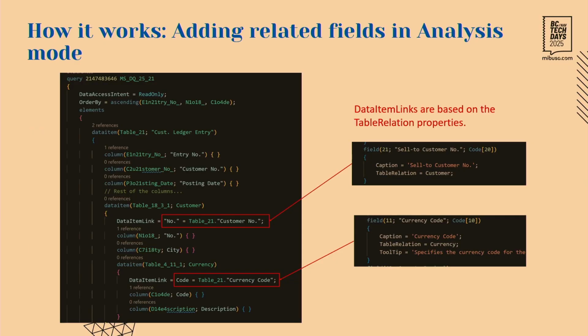And this is a bit more of how the dynamic query looks like. As you can see, there's a column for every field. There's also a data item for every table relation that you have. It's also possible to have the same table through multiple relations. And then you also see that the data item link corresponds to the table relation that you selected, which again also comes from the AL code. So that was it for the newest capability for data analysis, or the main one at least.